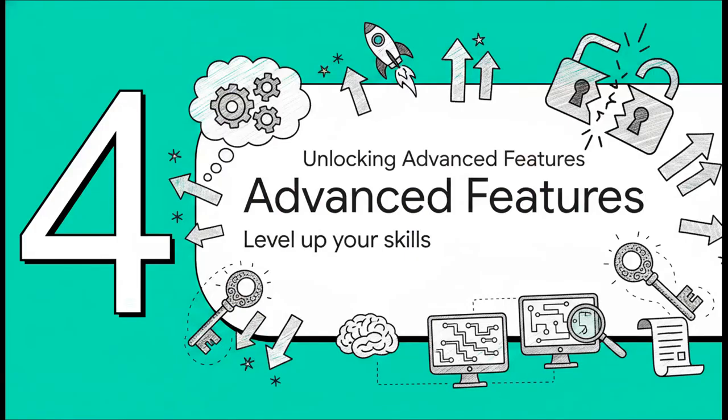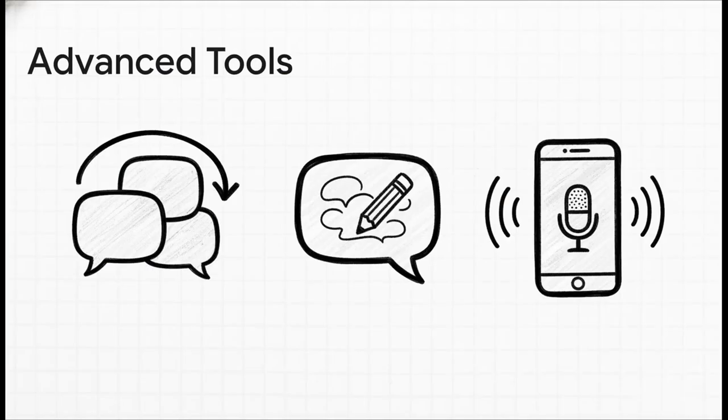Section 4, unlocking advanced features. It is time to level up your skills. So these features totally change how you interact with the AI. First off, ChatGPT actually remembers your previous chats, so you never have to start a conversation over from scratch.